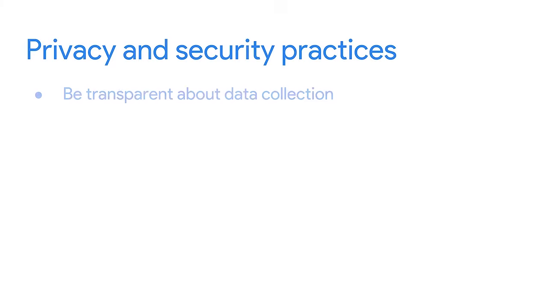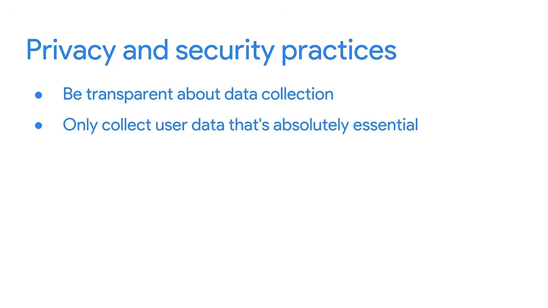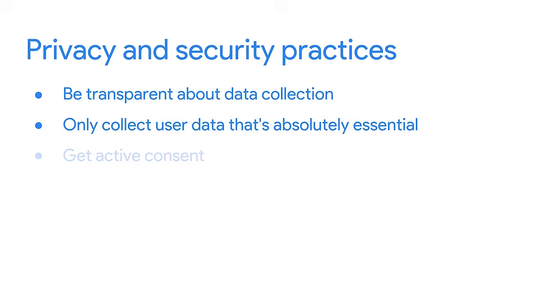Okay, so how do you do this? First off, be transparent about data collection. Let your users know what data is being collected. Next, only collect user data that's absolutely essential for your study. For example, if you don't need to know a participant's date of birth, don't ask for it. Also, get active consent from your users to have their data collected and used. Active means that participants have chosen to take part in a study. Usually, participants receive a consent form, which they are asked to sign and return to the researcher.